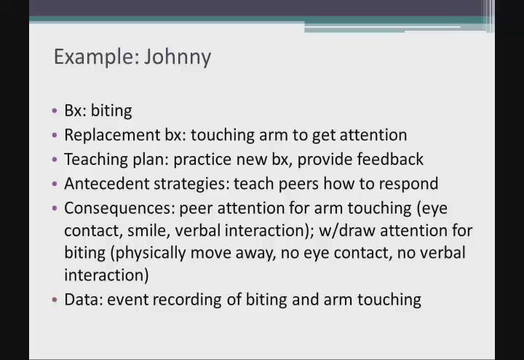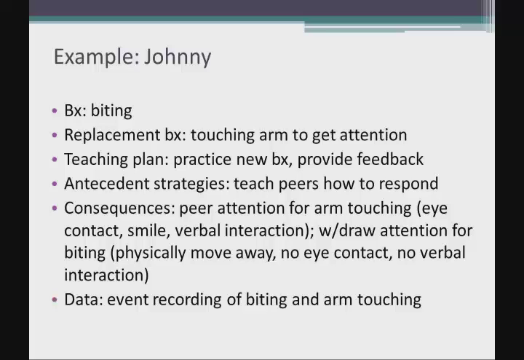Antecedent strategies would be to teach the peers how to respond. So if Johnny comes up and touches your arm, you should turn around and say, "Oh, hi, Johnny. Yeah, I'd like you to be in my group. Would you like to come work with me?" So we want to teach them to give Johnny positive social attention when he touches them. So the consequences from the peer for arm touching should be attention from the peers for arm touching. So things like eye contact, smiling, talking to Johnny.